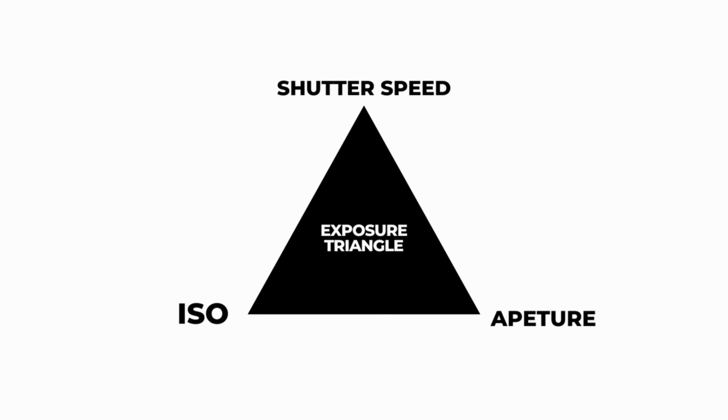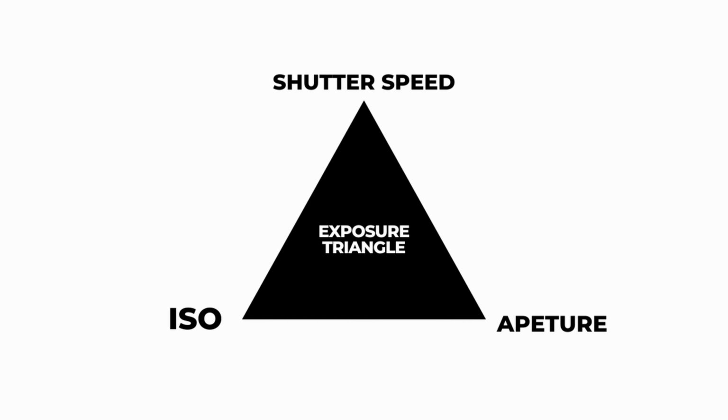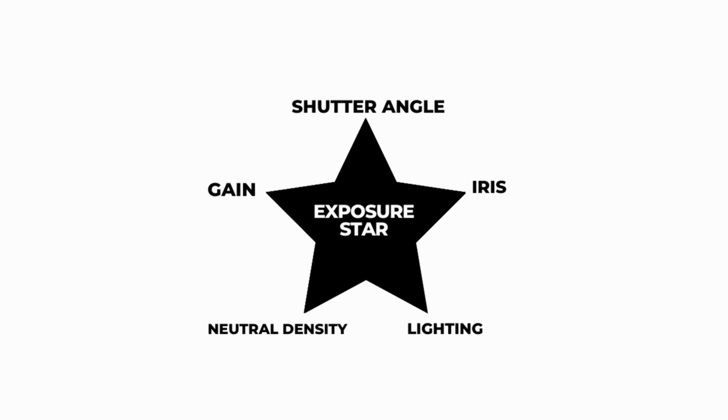Now, you might be used to something called the exposure triangle when you're shooting mirrorless, which is comprised of your shutter speed, your ISO, and your aperture. And on a cinema camera, it's kind of the same thing, but it's more like a star or a pentagon.